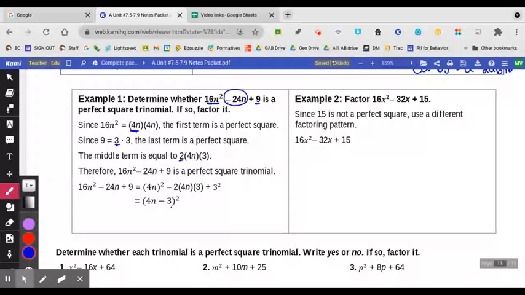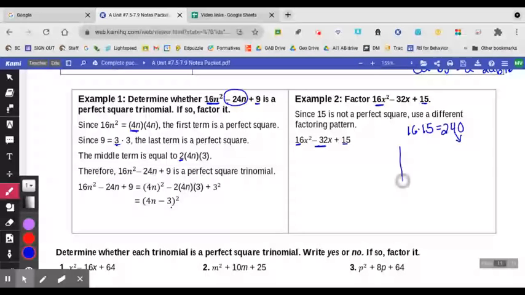When we look at number 2, 16x squared is a perfect square, but 15 is not, so we have to factor using our other forms. Here, a is not 1. So I'm going to do 16 times 5. I'm sorry, I misspoke. It's 16 times 15, which is 240. So we want numbers that multiply to be 240 and add to be negative 32. That's negative 12 and negative 20.